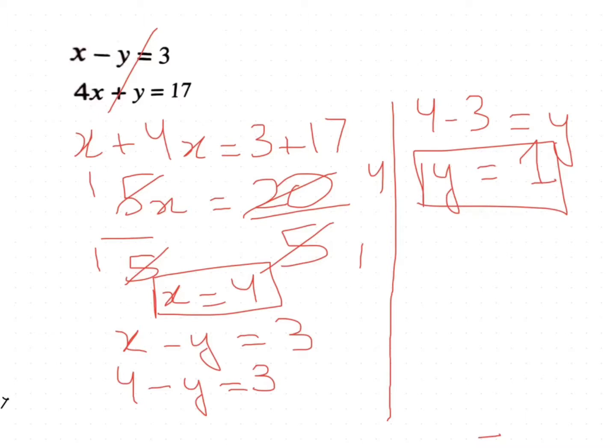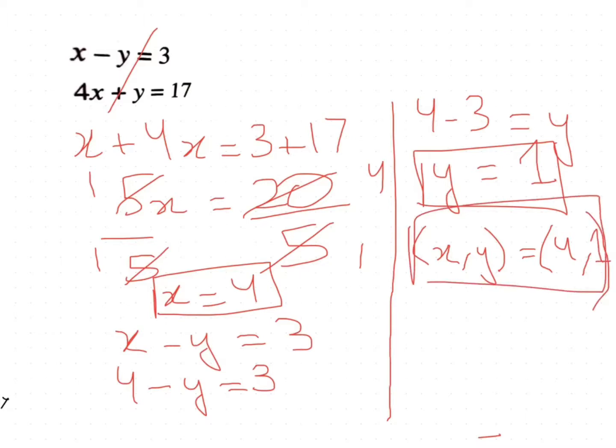So the value of y is 1, and how can we write the answer? There is a proper form of writing the answer. It's bracket x comma y bracket off equals bracket, value of x is 4 and then 1, bracket off. So this is our answer. We have solved this question.